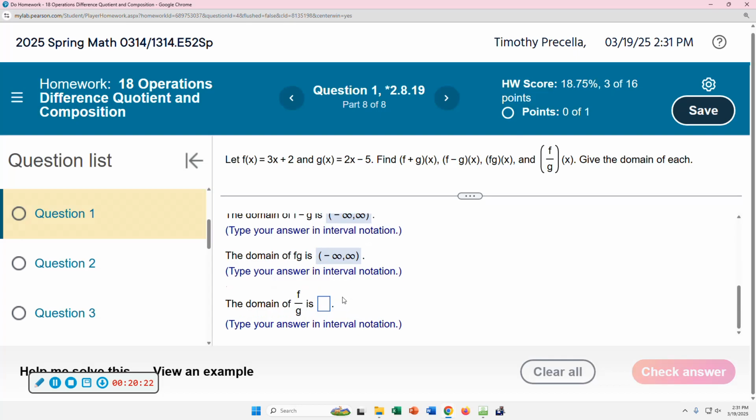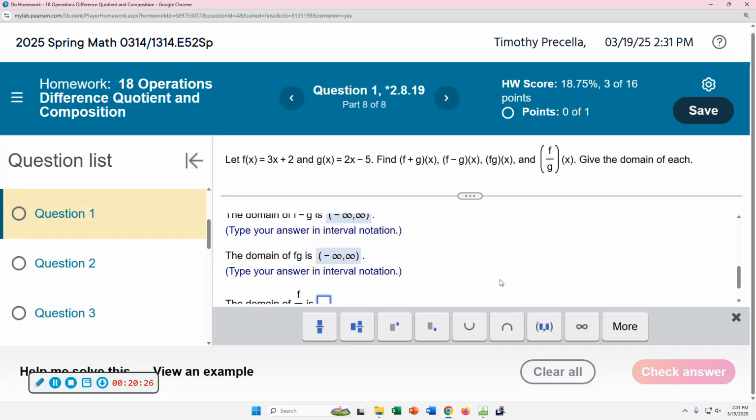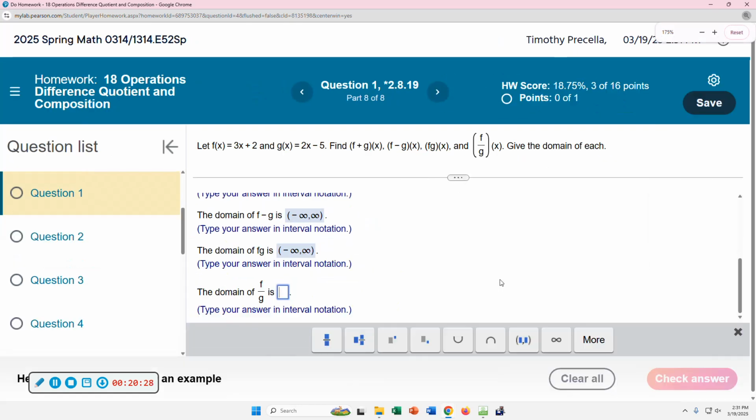Okay, but now this last one. You know what? I shouldn't have done what I did. Yeah, shrink it back. Parentheses. Negative infinity. Comma, what is it? 5 halves. Is that wrong? Yes.